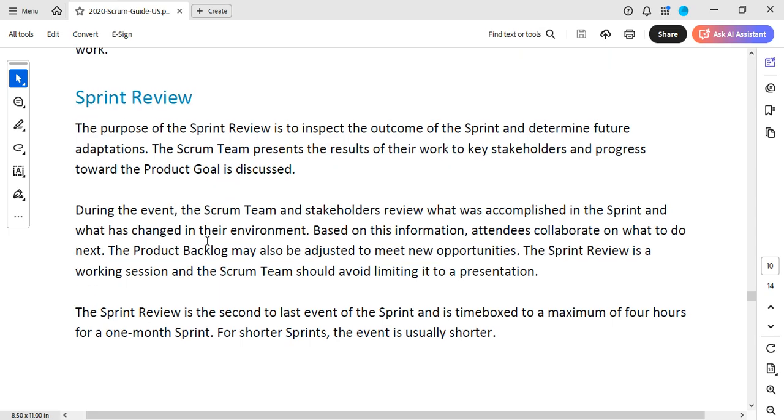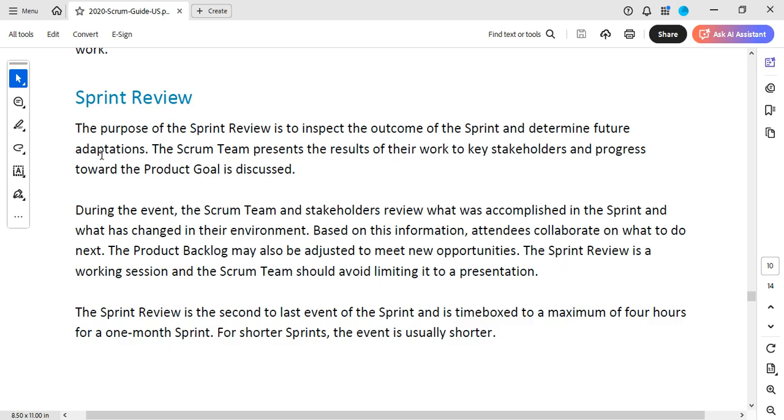Sprint review. Now, remember we've talked about the daily scrum. We've talked about the sprint planning. We are now going into the sprint review. The purpose of the sprint review is to inspect the outcome of the sprint and determine future adaptations.